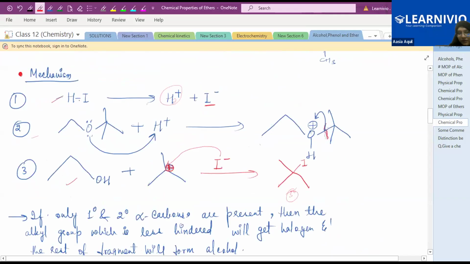This H plus will dissociate into H plus and I minus ions. Second step is the protonation of this ether. Third step, you will get the formation of the carbocation and the attack of your I minus ion, right? And it will give you this tertiary structure. Is the mechanism clear, Ali and Rimda?